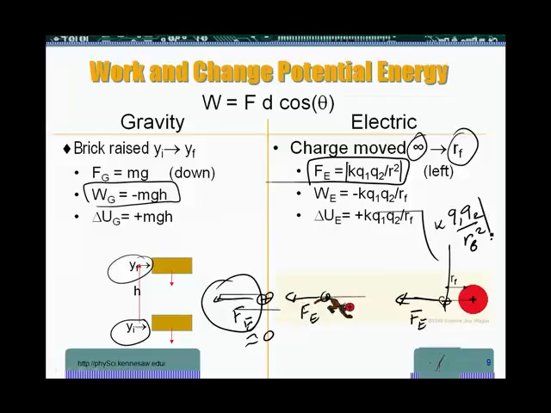Now, what's the work done by that electrical force? Okay, from here we see that the displacement and the force are in opposite directions, which means we are going to get a negative work, a minus k q1 q2 over rf. Here I'm not showing you how we come up with the expression for that work. I'm just throwing it in.